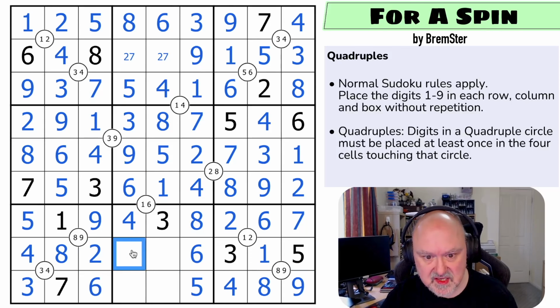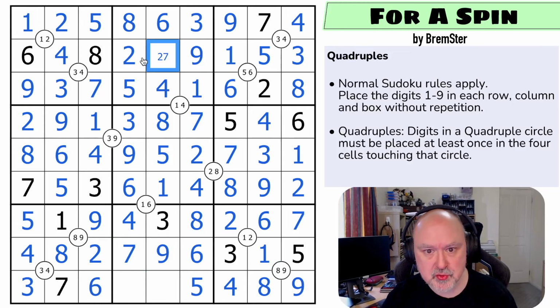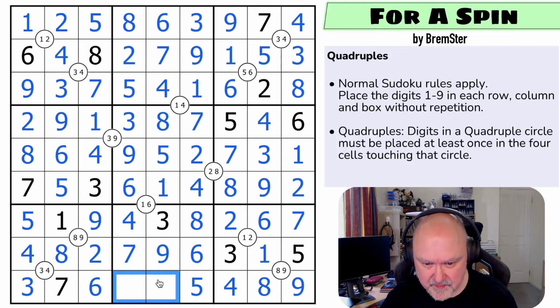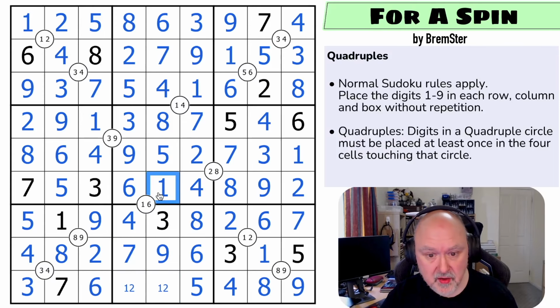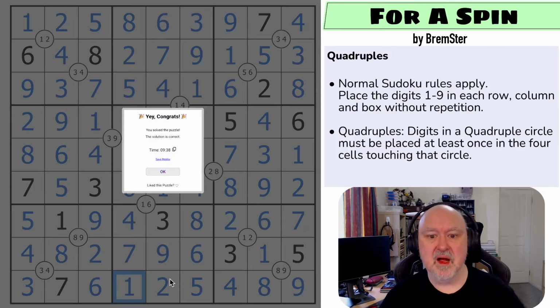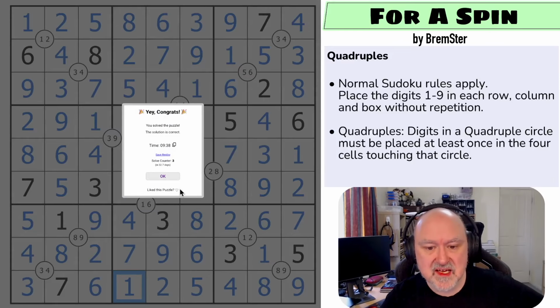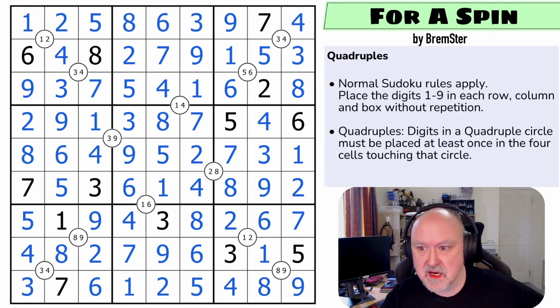So let's look at these rows, because I need to get a 2 or a 7 to resolve those. 1, 2, 3, 4, 5, 6. These are 7 and 9. The 9 makes that the 7 and that the 9. The 7 looks up making that the 2 and that the 7. And these have to be 1 and 2. And I'll use that 1 to make that 2 and that 1. And that is the solution to Take a Spin by BremSter.